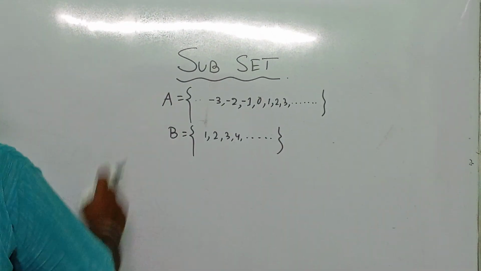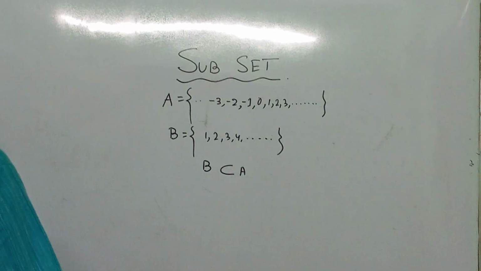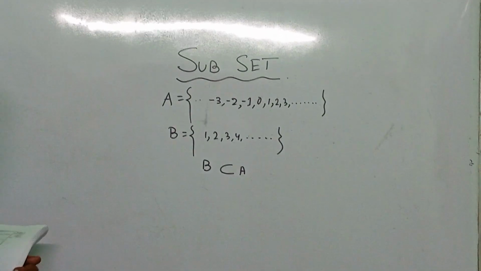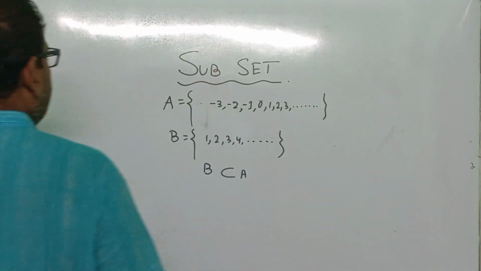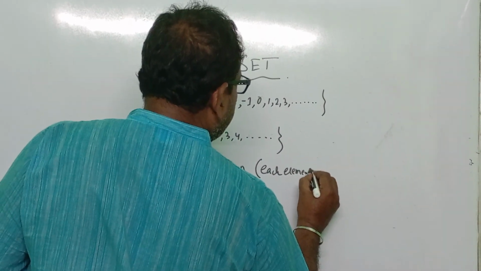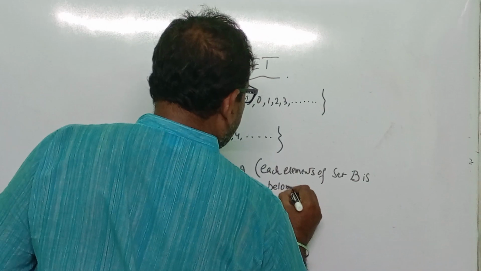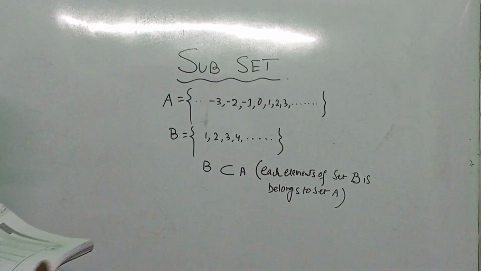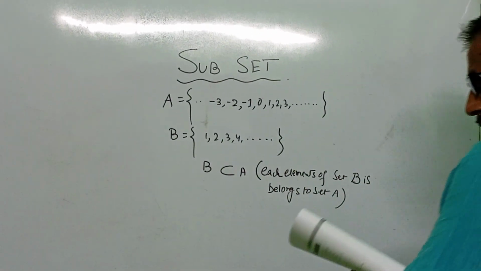Now B is a subset of A. That means each element of set B belongs to set A. This is the subset concept. Then B is called a subset of A.